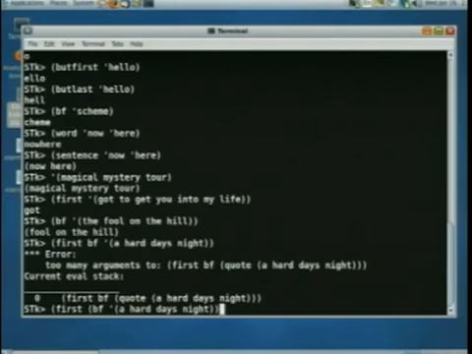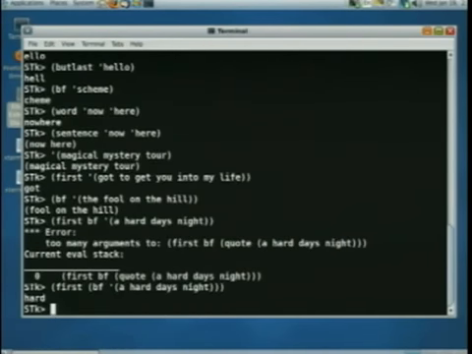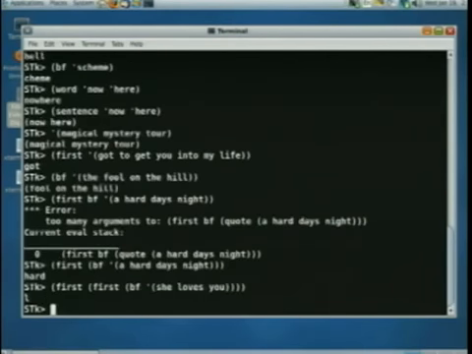Programming in Logo too long. There we go. So first of but first, what does that do? Well, but first of a hard day's night is hard day's night, and first of hard day's night is hard. How about first of first of but first of she loves you. What am I going to get? L. First letter of the first word of all but the first word. Oh, she loves you.